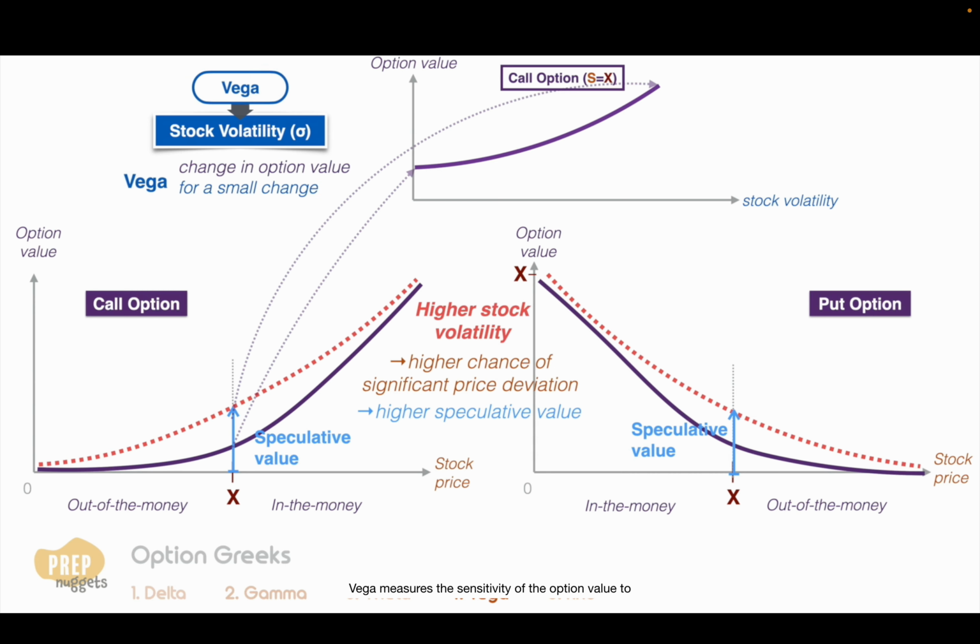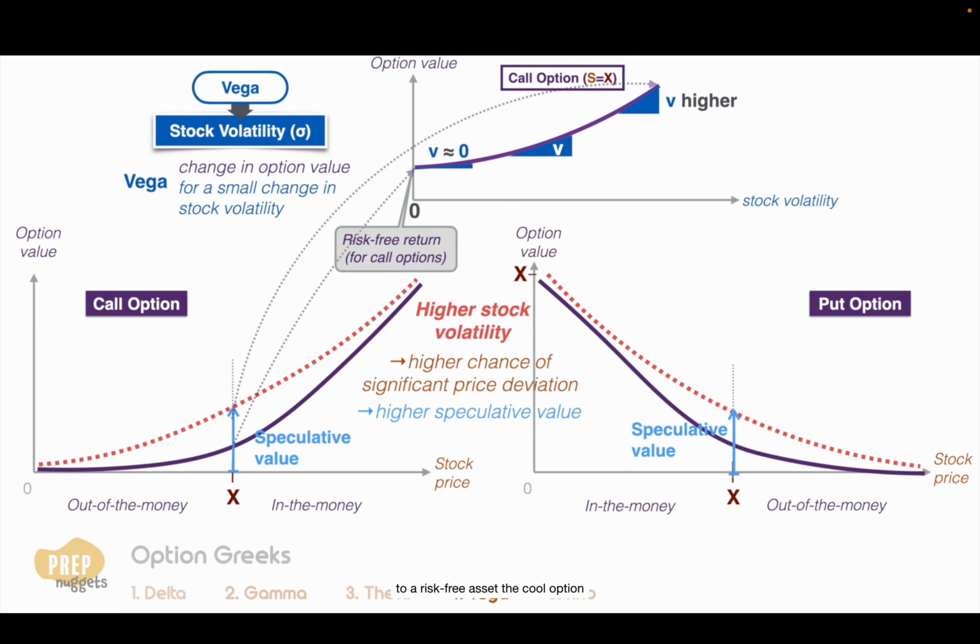Vega measures the sensitivity of the option value to the volatility, so it is again the slope of the tangent to the curve. Vega tends to be lower at lower volatility and increase with volatility. It's interesting to note that zero volatility corresponds to a risk-free asset. The call option value at this point corresponds to the risk-free return. The corresponding put option should have zero value if volatility is zero.